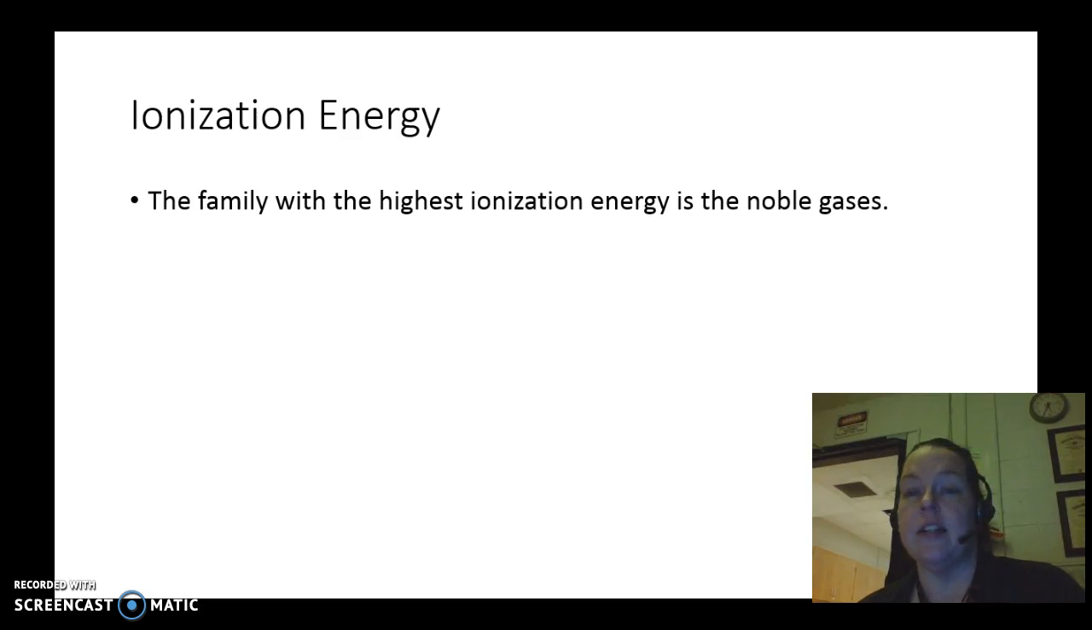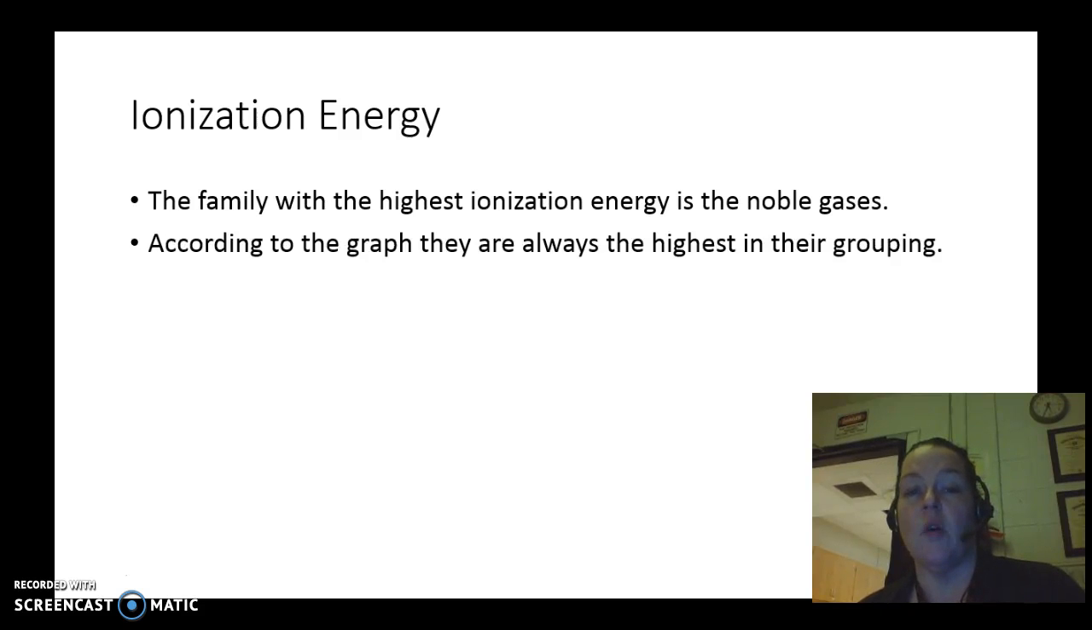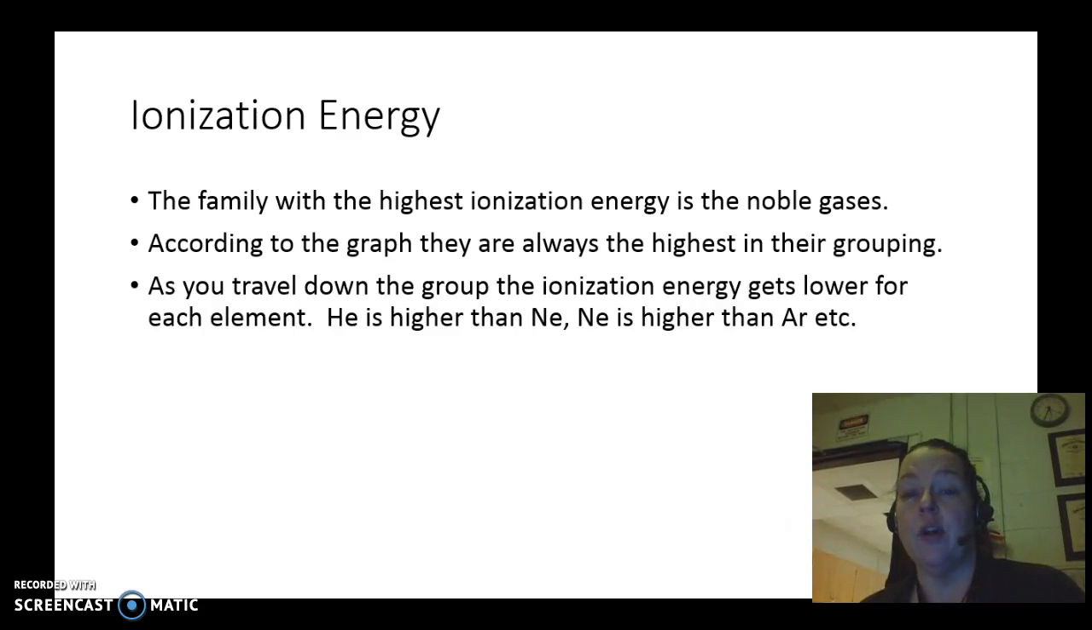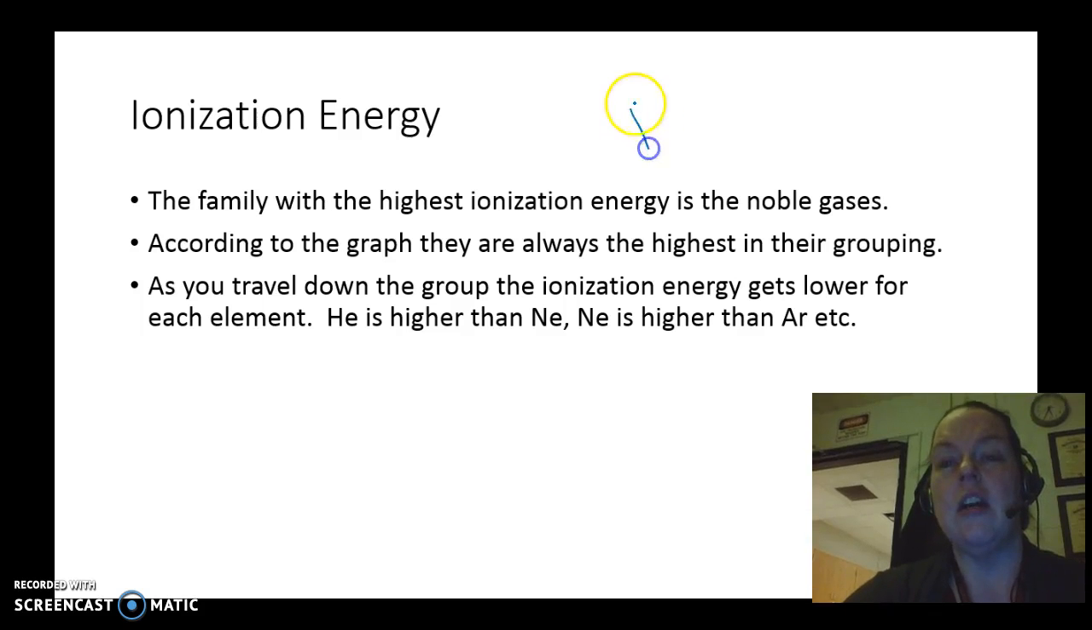The family with the highest ionization energy is the noble gases. We know this because according to the graph, they're always the highest in their grouping. As you travel down the group, the ionization energy gets lower for each element. So He is higher than Ne, Ne is higher than Ar. What that tells me is that the member of the group that's highest will have the highest ionization energy in that group. It also says that because the noble gases have the highest ionization energy, He is the element with the highest ionization energy according to this trend.